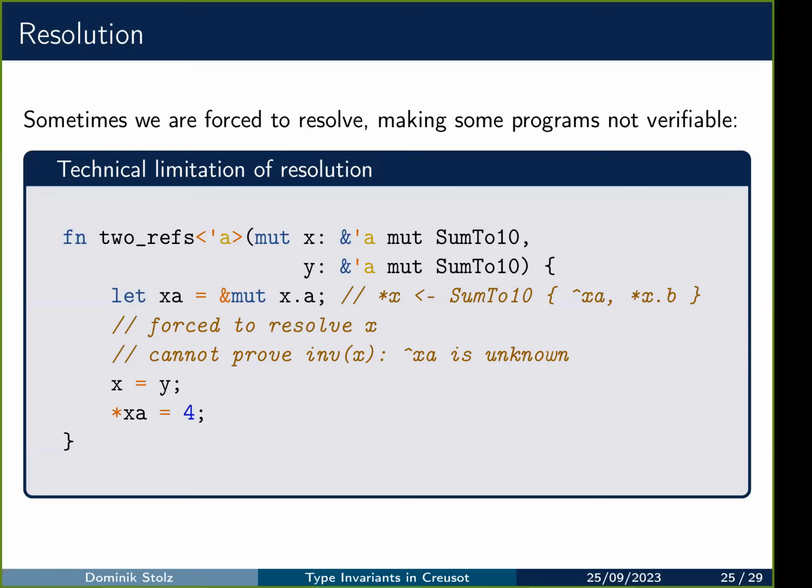In the first line we reborrow x to get a reference xa, and then we reassign x to y. Since before that assignment is the last point that we can resolve x, we are forced to resolve x at this point, which means that we have to prove the invariant of x. But since we reborrowed the first field, the prophecy xa is unknown, and so we cannot prove our invariant.